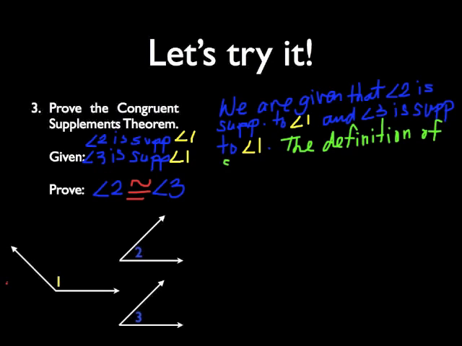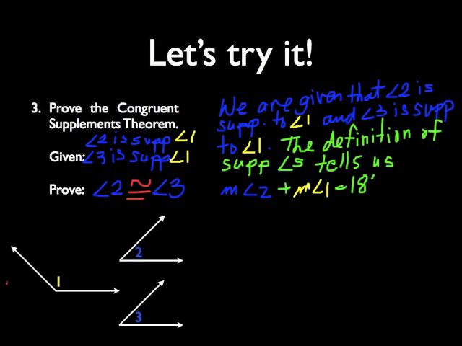Now let's build on the idea of supplementary. The definition of supplementary angles tells us that the measure of angle 2 plus the measure of angle 1 totals 180 degrees. That also tells us that the measure of angle 3 plus the measure of angle 1 has to equal 180 degrees. So notice what I'm doing is I'm just writing this down as I'm thinking through it. That's what a paragraph proof is.